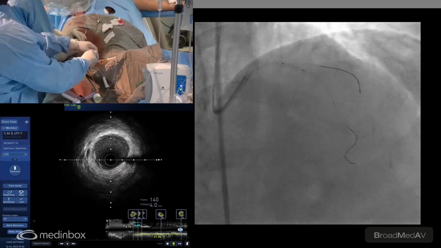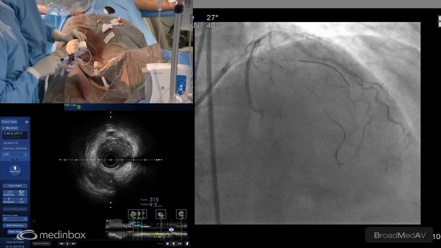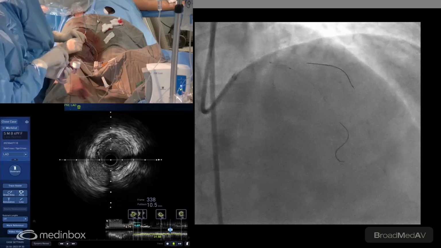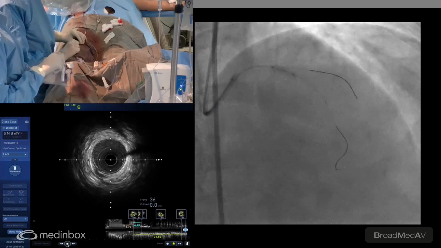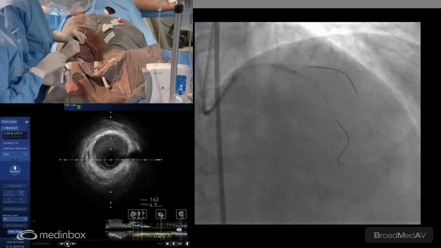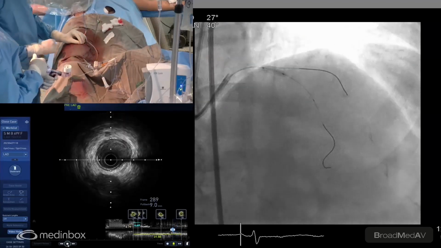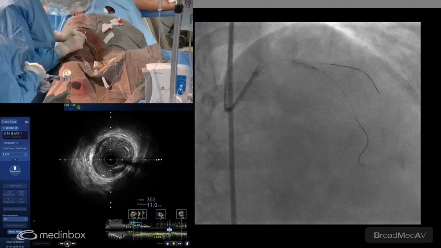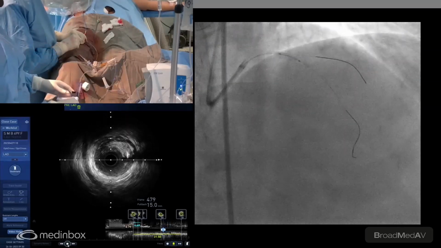A small check, please. That's where the real calcium is. Okay, so you're going to go up to a little higher pressure there. Yes, please. 6, 8, 10. It's a bit better than before. The dog-bone effect is much better. Please deflate and keep the IVUS ready.